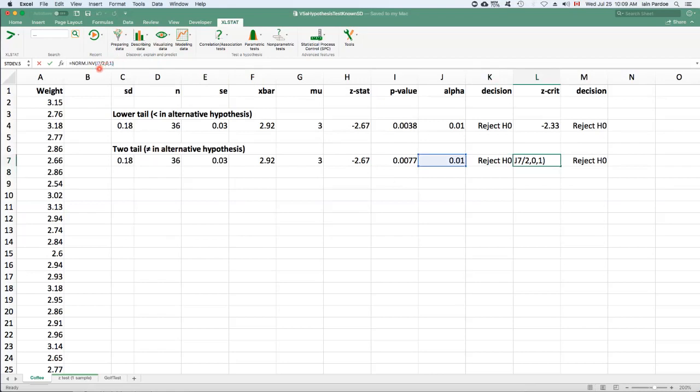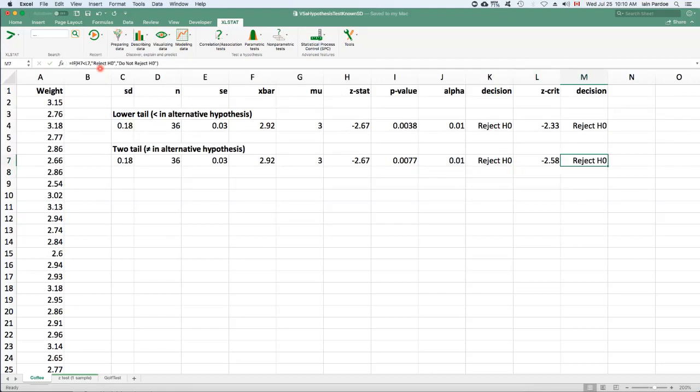So if you look at the formula here, that's why I've got that we're putting alpha divided by 2 and finding the Z critical value that will have a probability of 0.01 divided by 2, so 0.005 in the left tail. And that critical value is minus 2.58. It's further away from 0 because there's a smaller tail area associated with it.